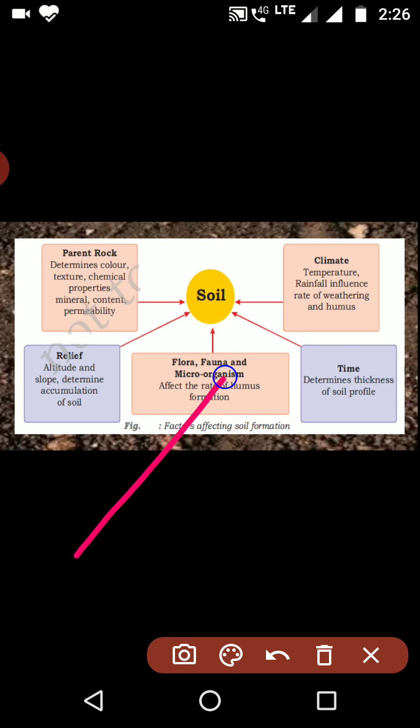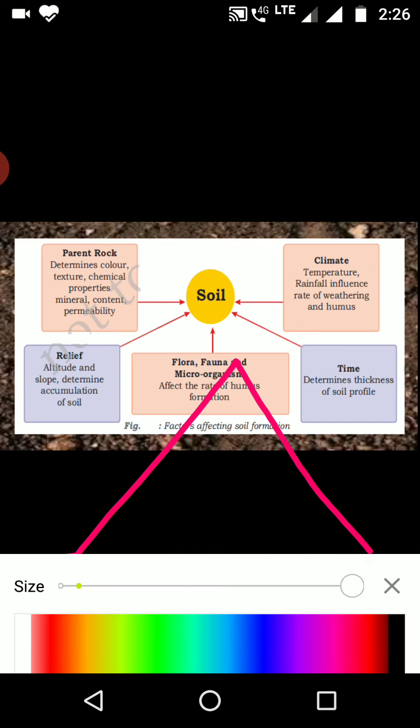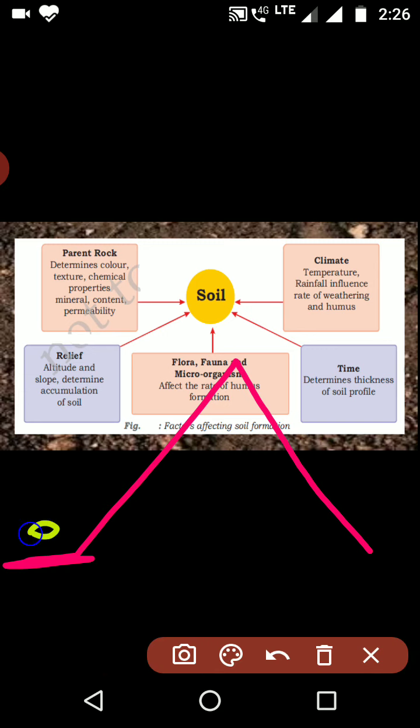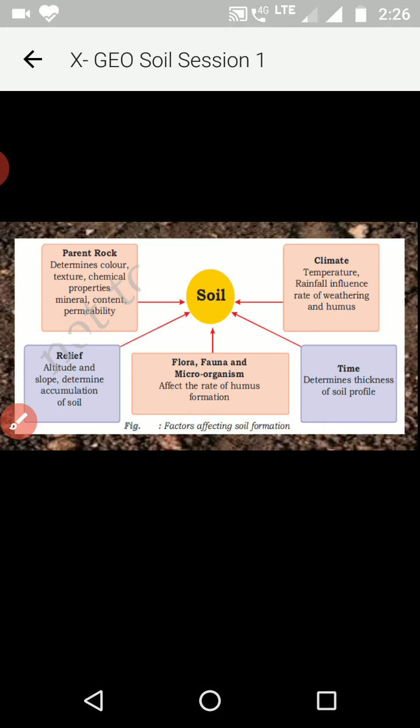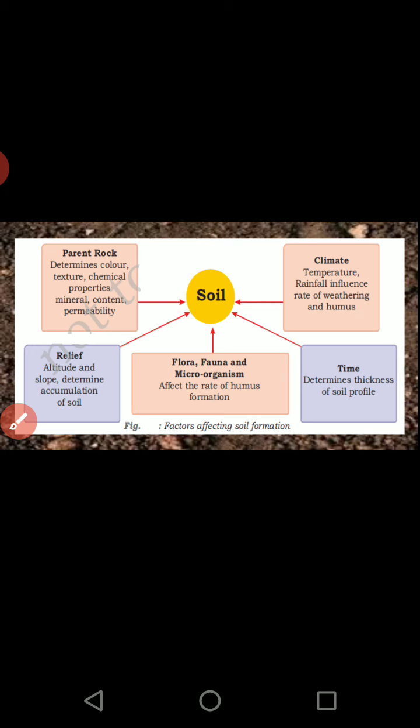Like to see over here, like the hills, here you will have lots of soil getting accumulated because accumulation is more. Here the relief is less. But if we talk about the slopes, then here the constant flow of water will not allow soil accumulation. This is what the five factors of soil formation are.